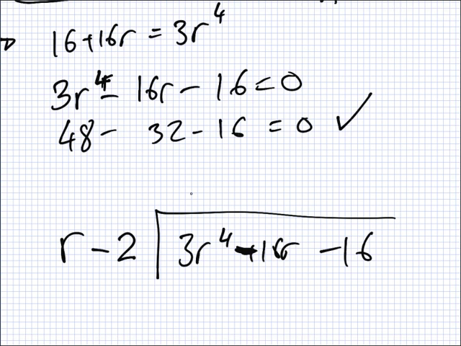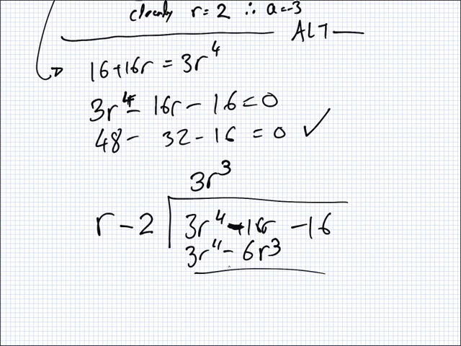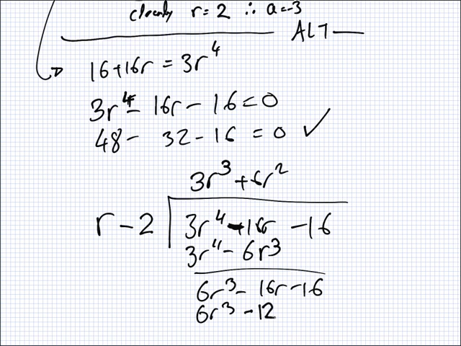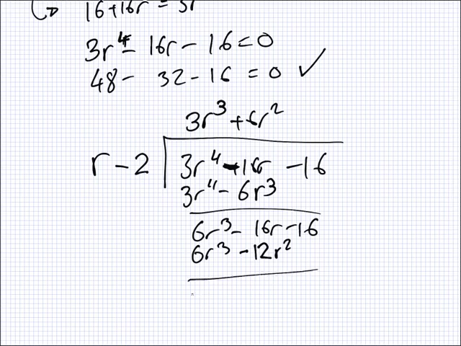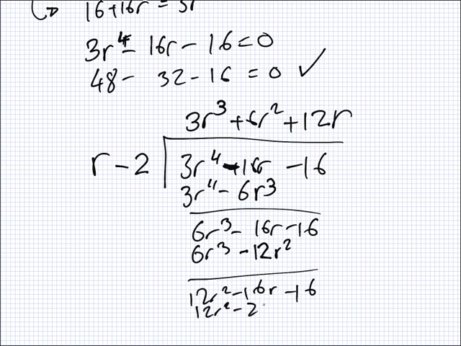Yeah, so what do we get here? 3r cubed. 3r⁴ minus 6r cubed, isn't it? Yes. Okay, so what are we left with here? That's 6r cubed minus 16r, minus 16. Right? Next is plus 6r squared. That's 6r cubed minus 12r squared, isn't it? That's 12r squared minus 16r, minus 16. Plus 12r, isn't it? 12r squared minus 24r.